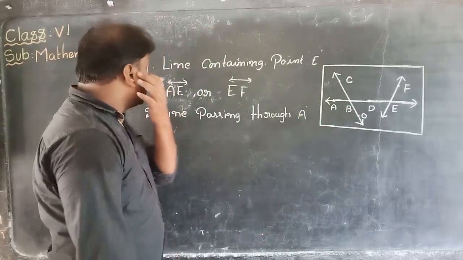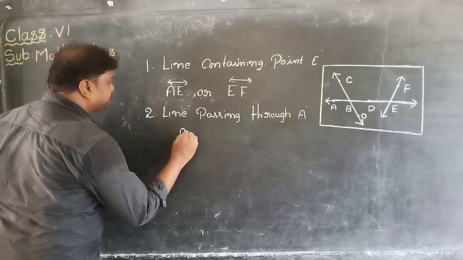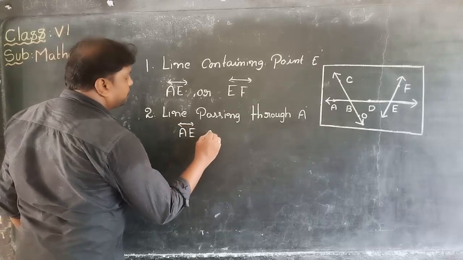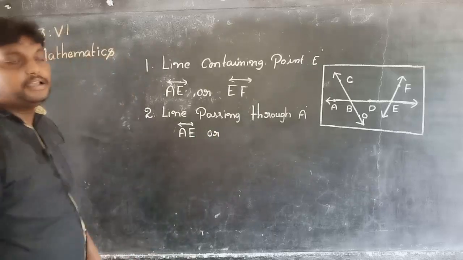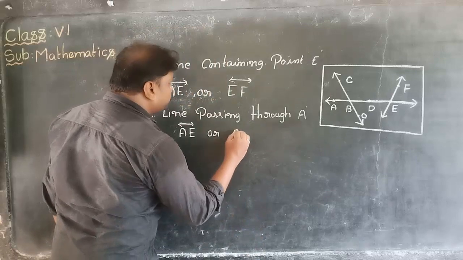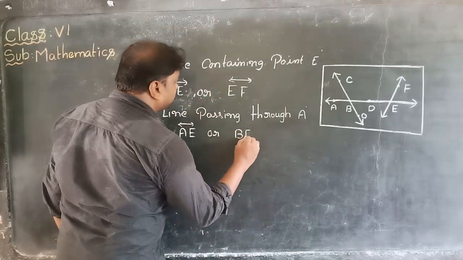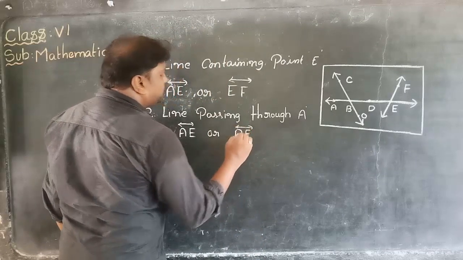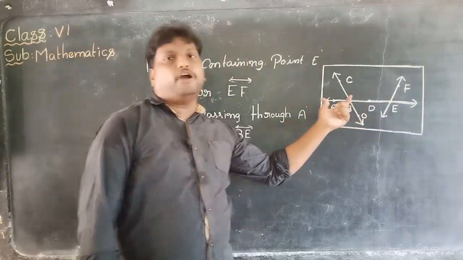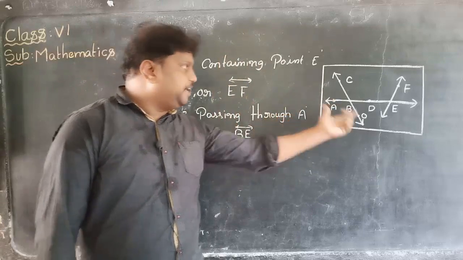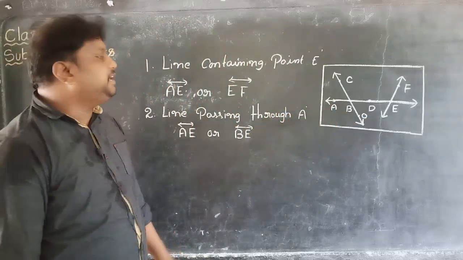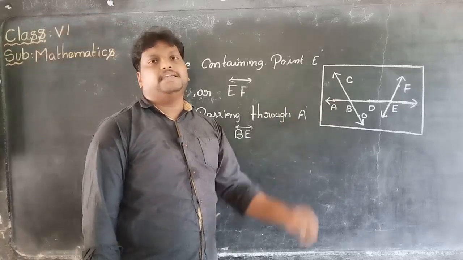In the horizontal line also we can take AE, and BE also we can take. Why? Because the BE line is passing through the point A. The BE line is passing through A.